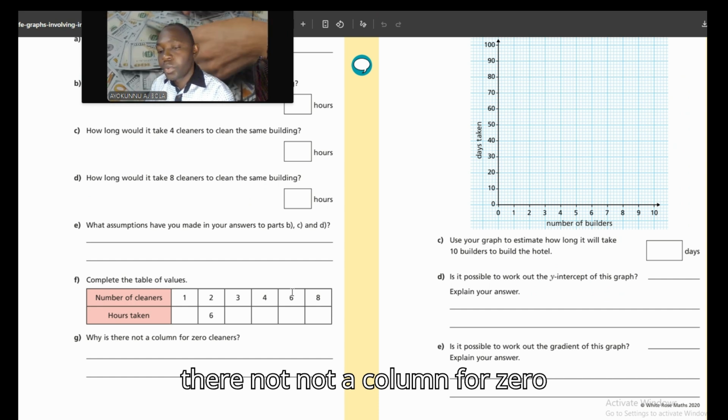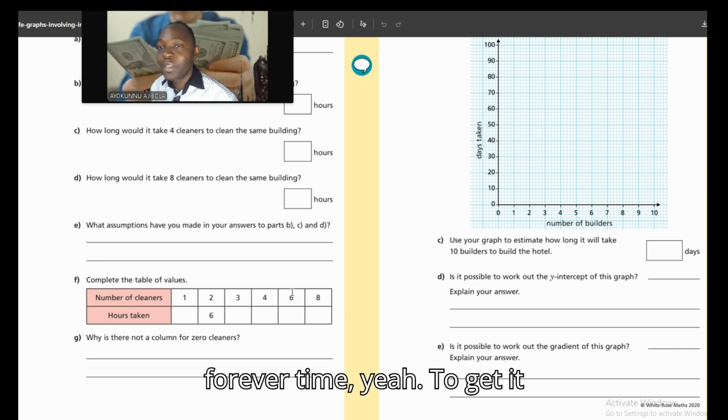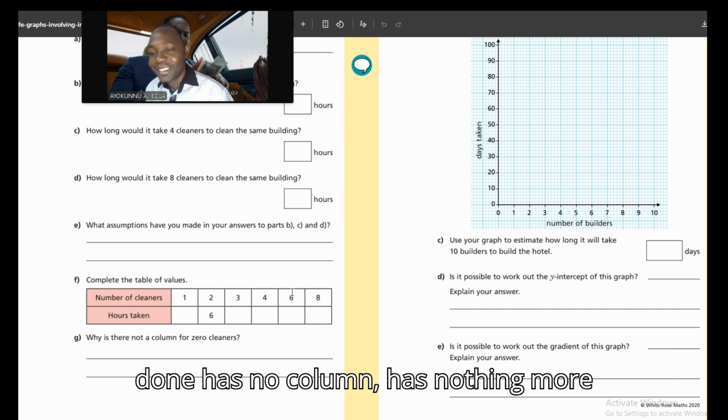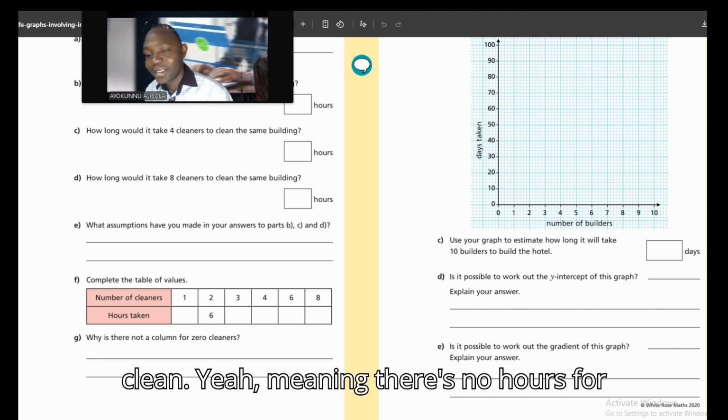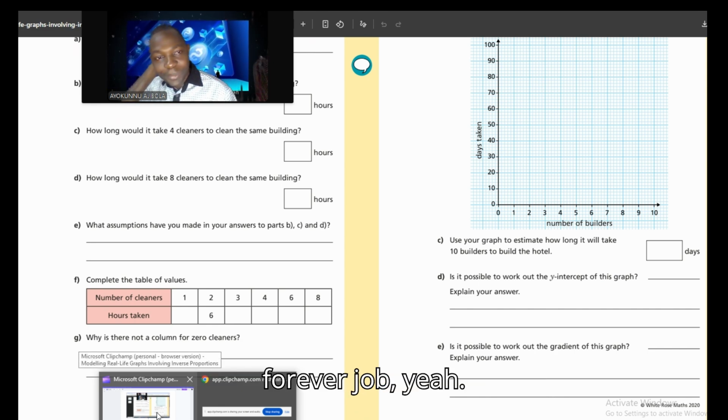The last one says, why is there not a column for zero cleaners? Because the job will not be done, and it will take forever to get the job done. Zero cleaners has no column, as nothing will be cleaned, meaning there are no hours for cleaning taken. So it will take forever.